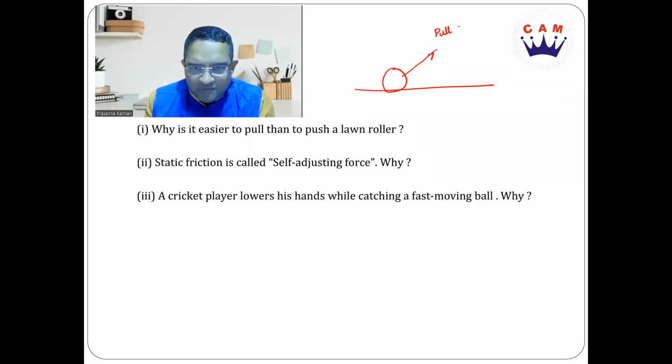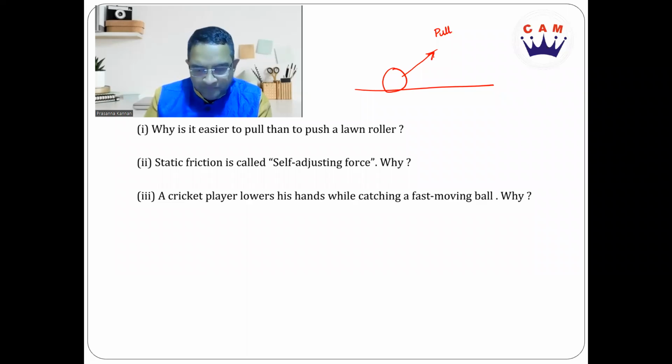See, let me give a long explanation, but that explanation is not needed. I'll also tell you what you need to answer, because it's a 3 marker. So for the first one, I'll tell you what you need to answer. Okay, so the question is, if you pull the roller, it is easier compared to pushing it.